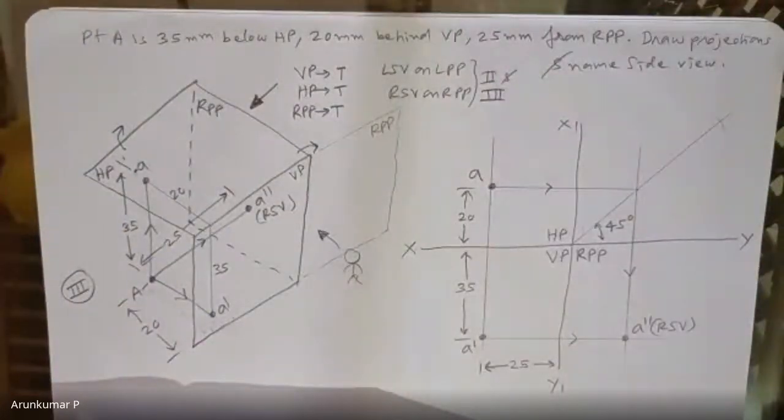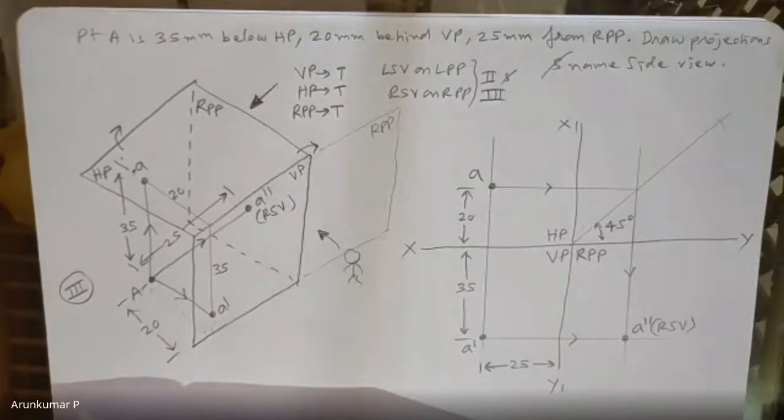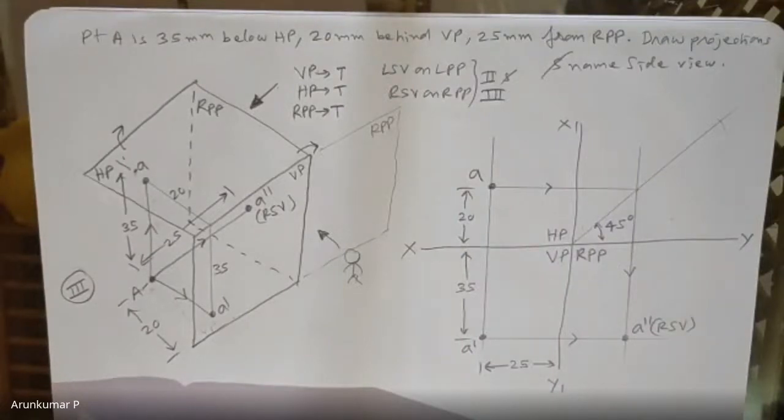The point D is lying on HP, comma 20 mm behind VP and 25 mm from RPP. Full stop. Draw its projections and name the side view. So it is in the third quadrant and you are dealing with the right profile plane.